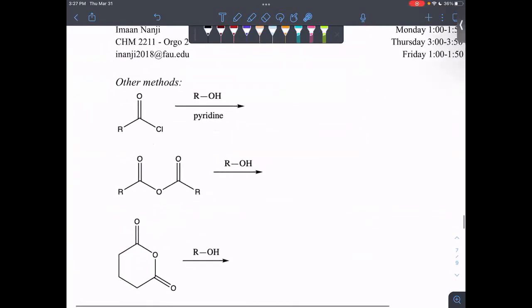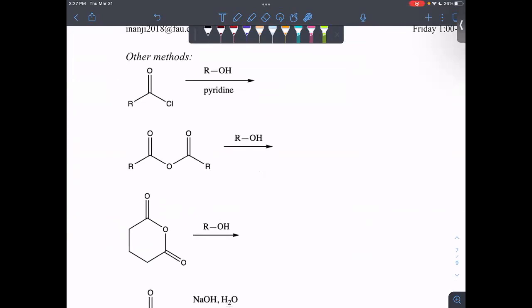So other methods to get esters, you can use the more reactive derivatives like an acid chloride, and you can just do your usual cutting and pasting here. So with an acid chloride, cut off the chlorine and then add the OR, you get your ester. And remember, it's the exact same thing with the anhydride. The leaving group goes, the OR goes on.